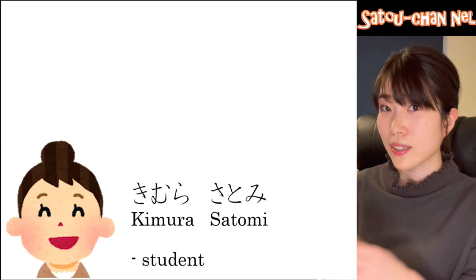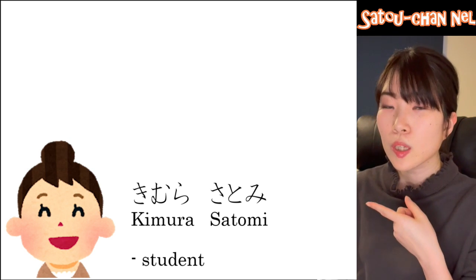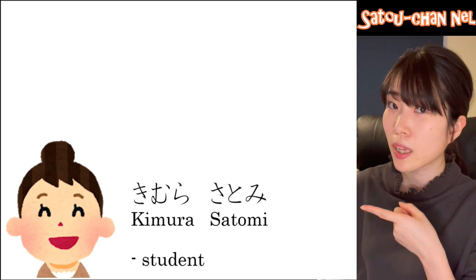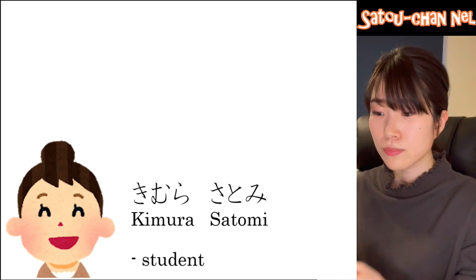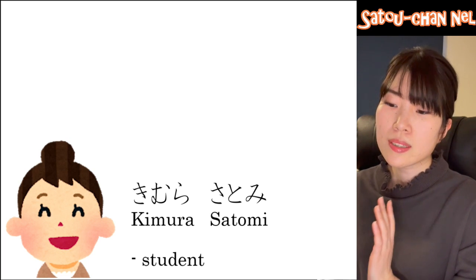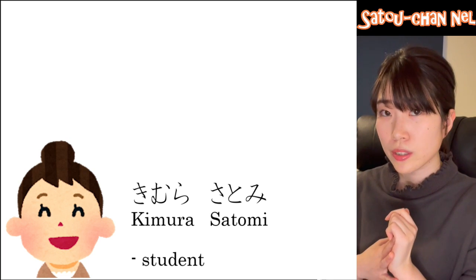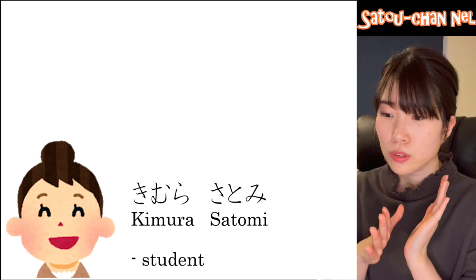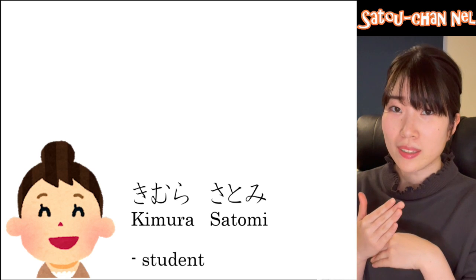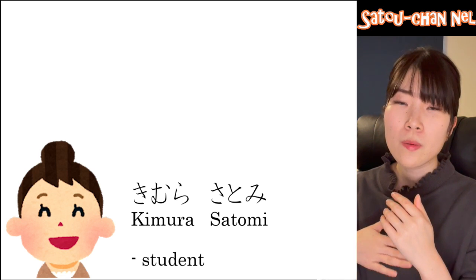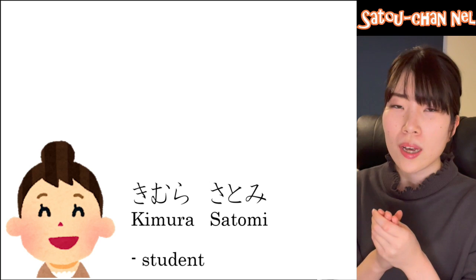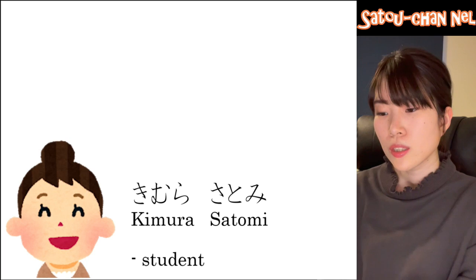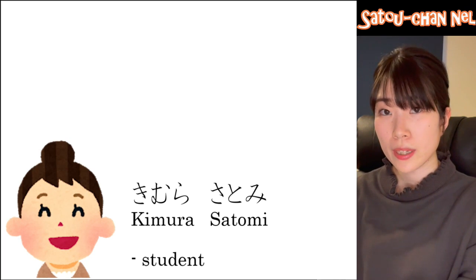Okay, this girl, her name is Kimura Satomi. Kimura is the last name and Satomi is the first name. And she's a student. Okay, please make a sentence: Satomi is a student. Should you use the last name or first name? It completely depends on the situation, like how everyone else calls her, and what kind of relationship you have with her. So let's use her first name here.